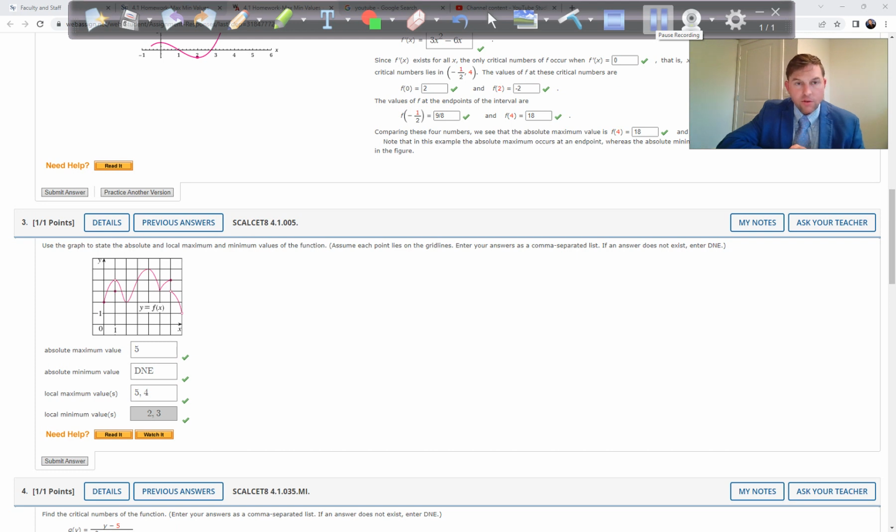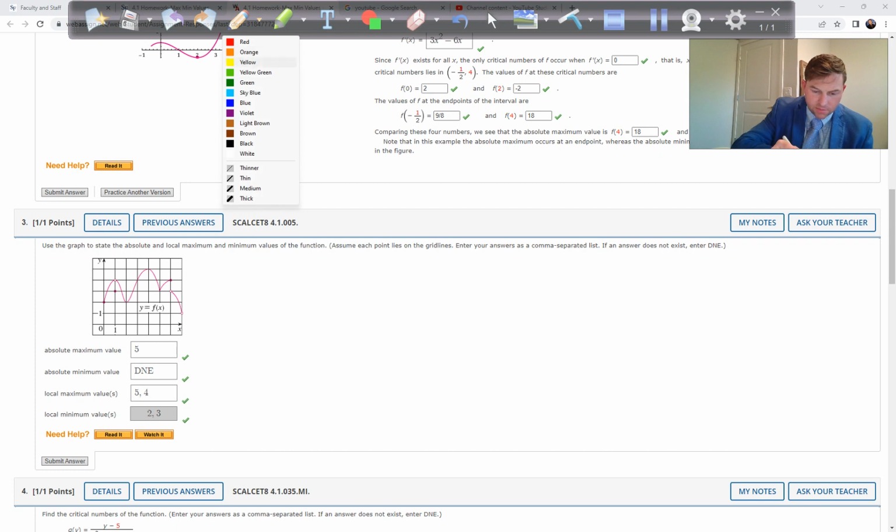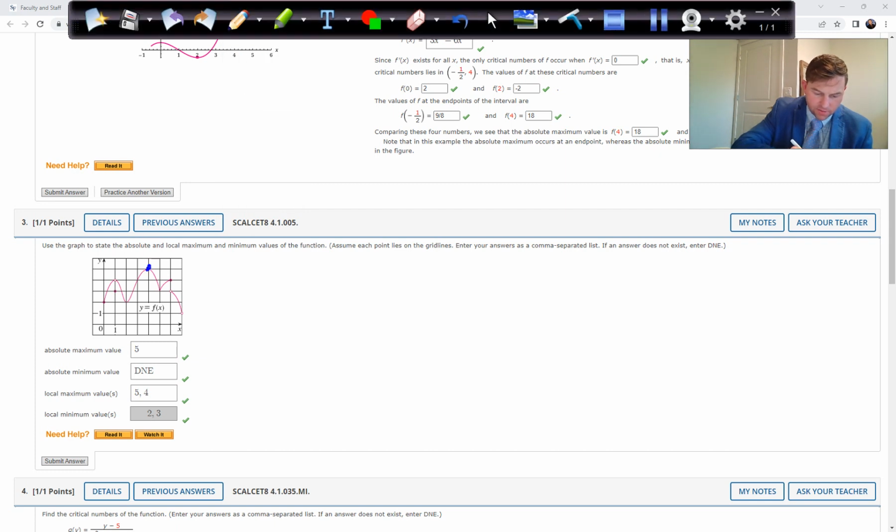But we can still look at what's the highest point, what's the lowest point. So we can say the absolute maximum, if I just look at this picture, the highest it ever gets is right there, which is a value of 5 units up. So we'd say the absolute max is 5.